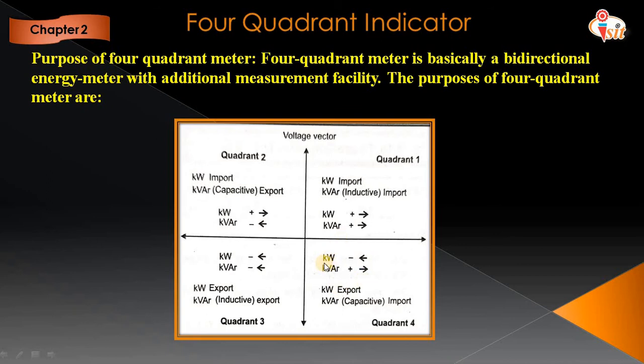That's why it is called kW as export. Again I am repeating this topic. What is the meaning of four quadrant indicator? This is used to measure the energy in four quadrants itself.